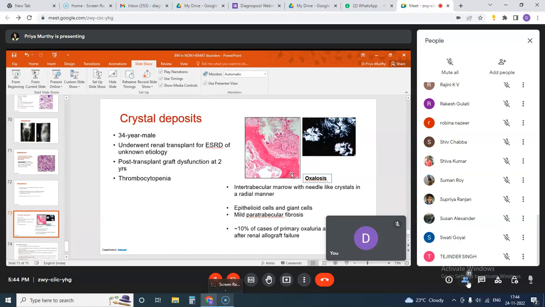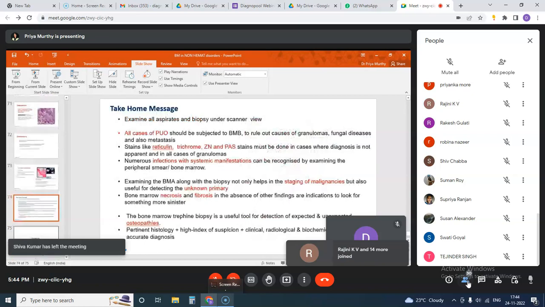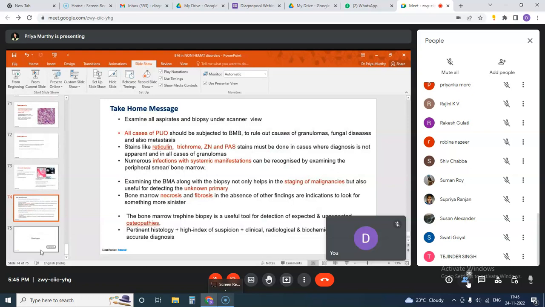These patients are more prone to renal stones and hepatosplenomegaly. In addition to this, we come across some mild paratrabecular fibrosis. Around these crystals, there is a foreign body giant cell reaction as well. So, to conclude, the take-home message for all aspirates and biopsies: make sure you look at them under the scanner view.